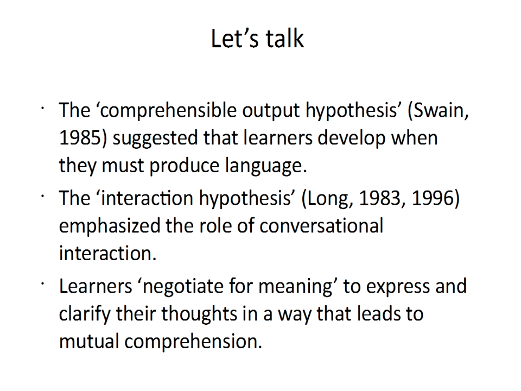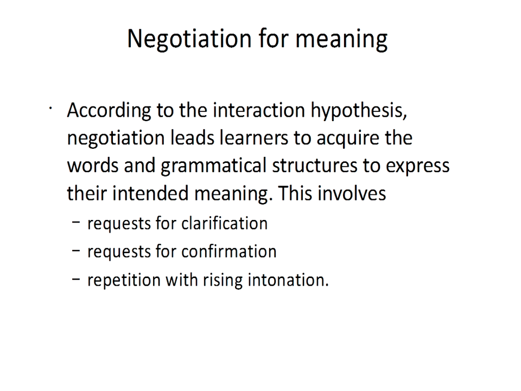Also, learners negotiate for meaning to express and clarify their thoughts in a way that leads to mutual comprehension. So they have to negotiate for meaning in a way. They try to go around whatever they know about the language to deliver the message, to make the other person understand what they want to say. So this is what we call negotiating for meaning, giving more explanation, giving description, or maybe going around to get their message through.